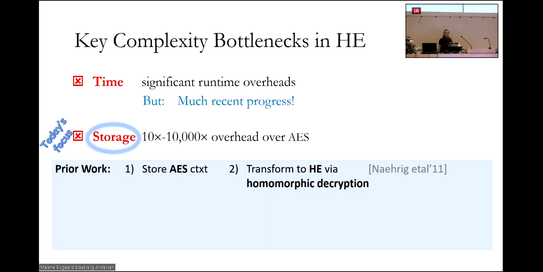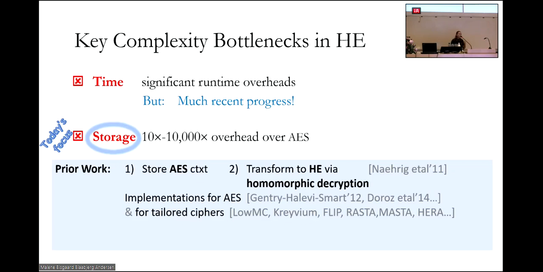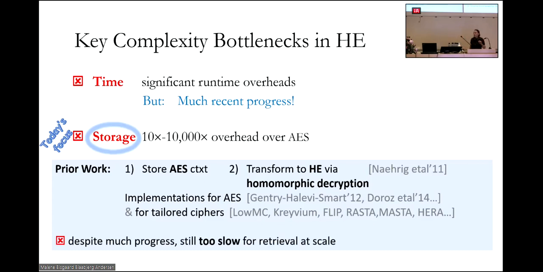Okay? And so there are implementations of these by Gentry, Halevi, and Smart, and others. And also there are stream ciphers that are specifically designed to have low multiplication depth to be efficient in this approach. Okay? And here I want to say that although there is a lot of progress, it's still too slow for vast amounts of data. We're talking about millions of data points for machine learning training algorithms.